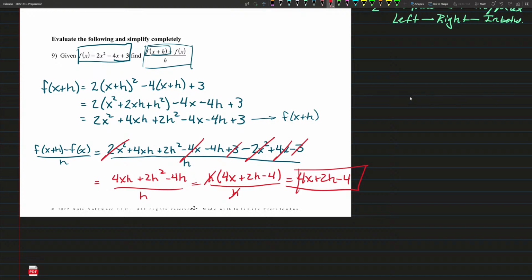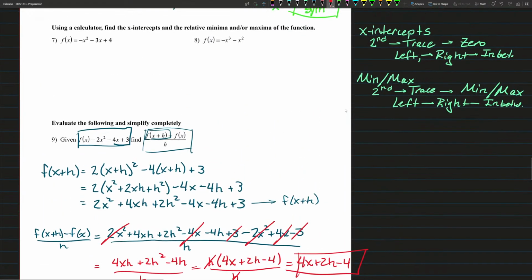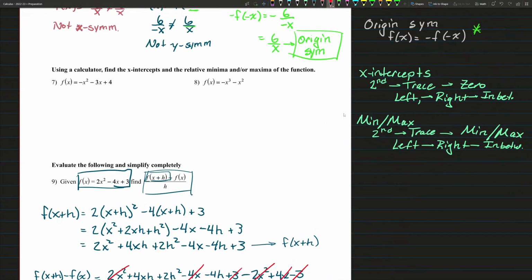Can I go back over minimum and maximum? Yes. Yeah, so x-intercepts are zeros, right?